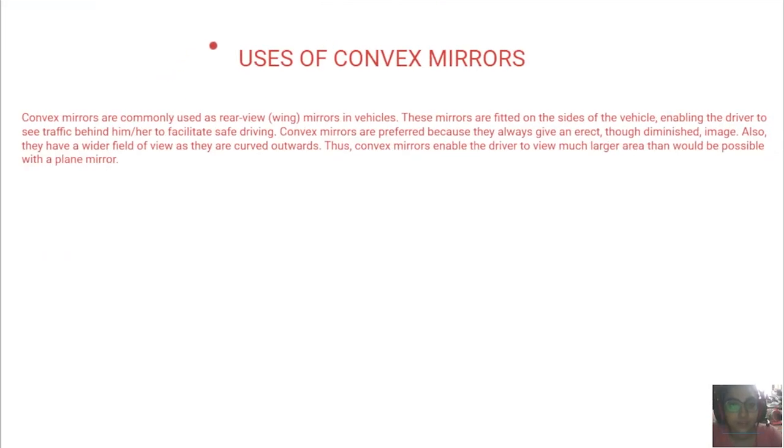Okay. Use of convex mirrors. We saw that convex mirrors only have one application, and that is to basically produce a diminished, virtual, erect image, right? Okay.